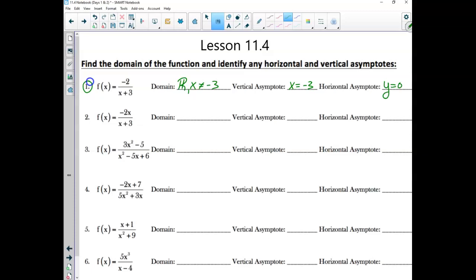And in number 2, I'll do that one with you really quick as well. So here we're going to see domain is all real numbers x except -3, because that x equals -3 is my vertical asymptote. And in number 2, I can see the degree of the top is the same as the degree of the bottom. So then we take the coefficient off the top term, which is -2, over the coefficient of the bottom term, which is 1. So our horizontal asymptote is going to be -2 over 1, or y equals -2. Okay? So I'm going to hit pause here, and I would like you to find the rest of these 4 problems.